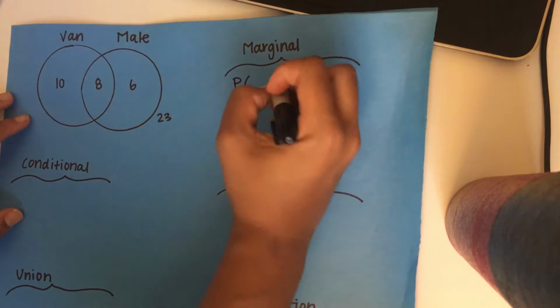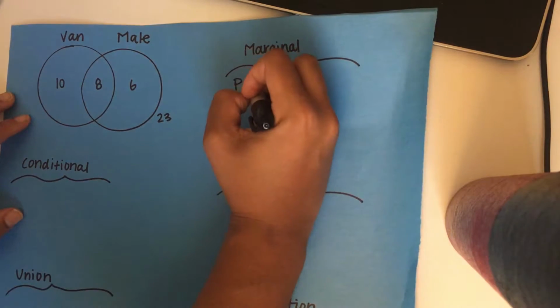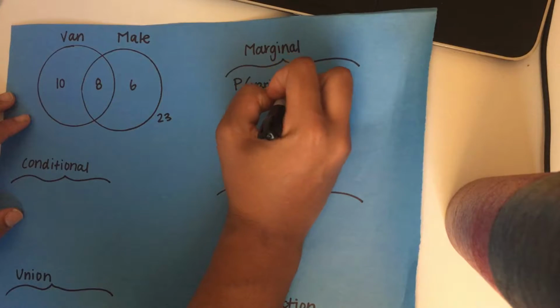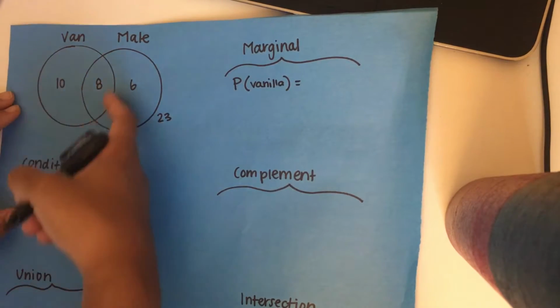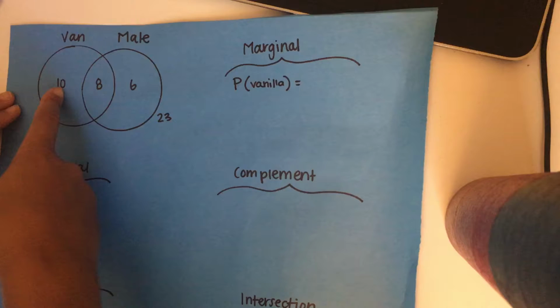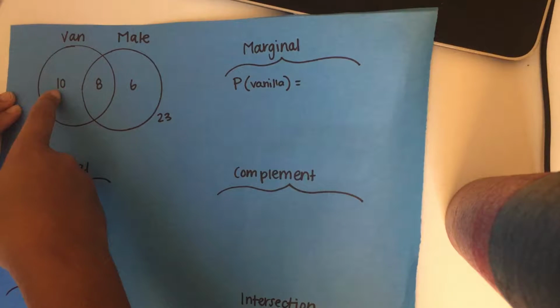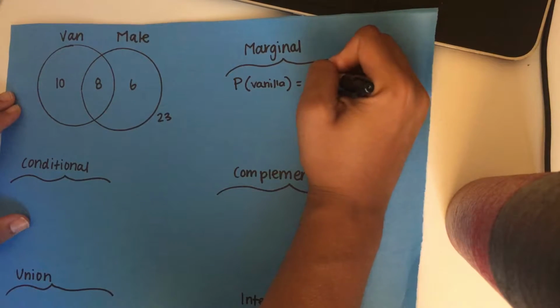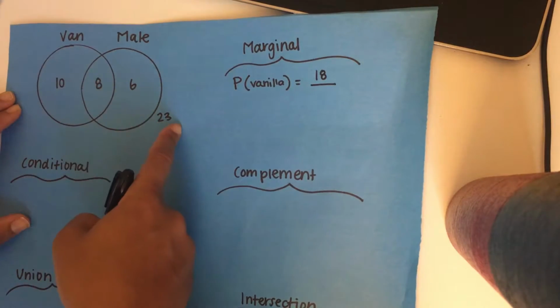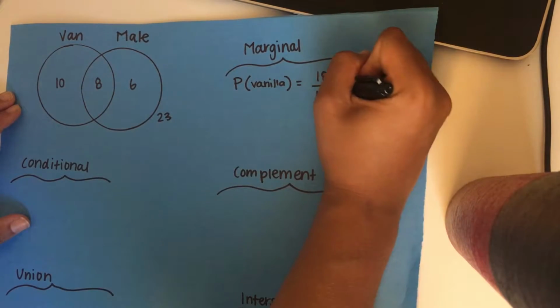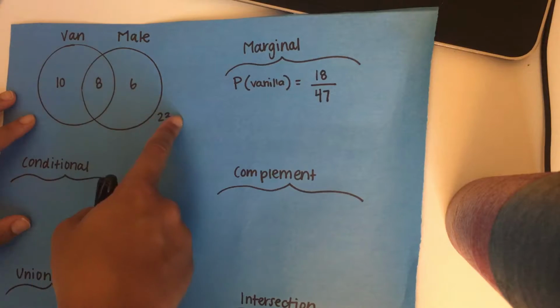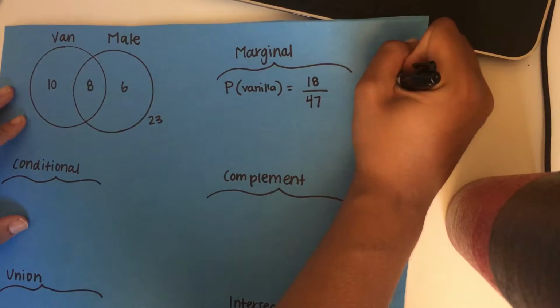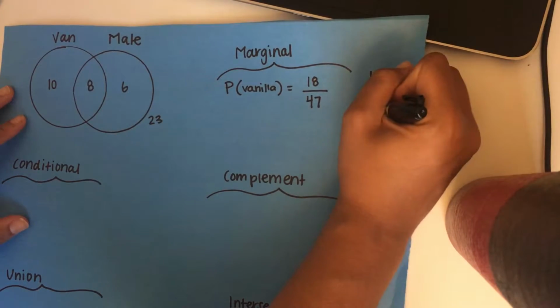If we were looking at the total number of people who like vanilla, we would look at this whole circle, and we know that there are 10 people who like vanilla that are female, because they're not in this male circle, and 8 people who like vanilla and are male. So that's 18 out of the total number of people surveyed, 47. We know that 47 people were surveyed because 10 plus 8 plus 6 plus 23 is 47.